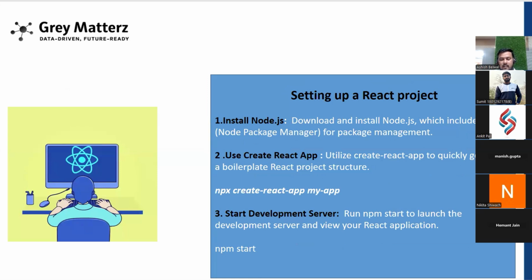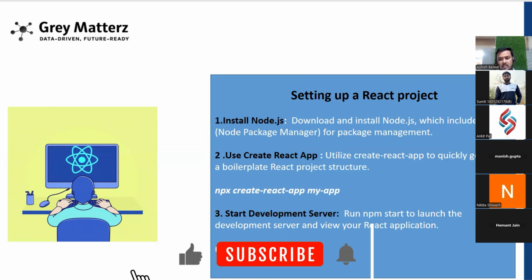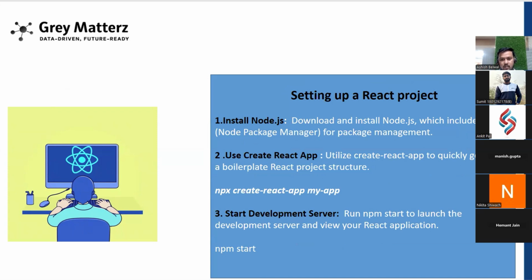So, setting up a React project. First we install Node.js. Download and install Node.js, which includes Node Package Manager for package management. It manages the packages, dependencies, and all the libraries in the project. After that, we create the project. Utilize create React app to quickly create the project. The command for creating the project is npx create-react-app and the project name.